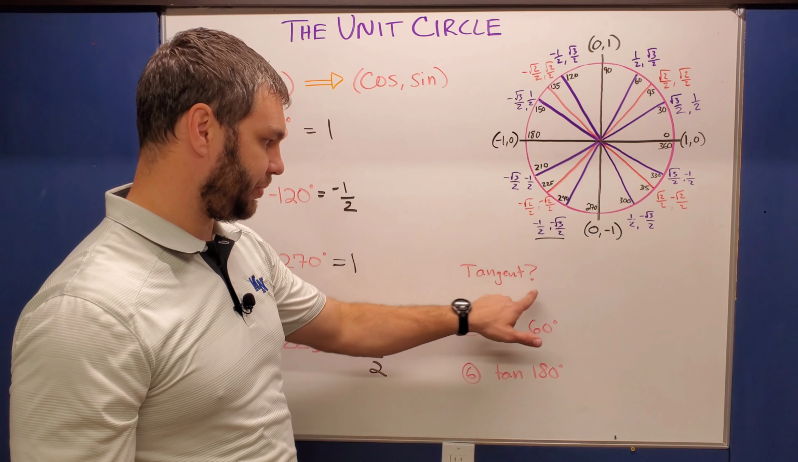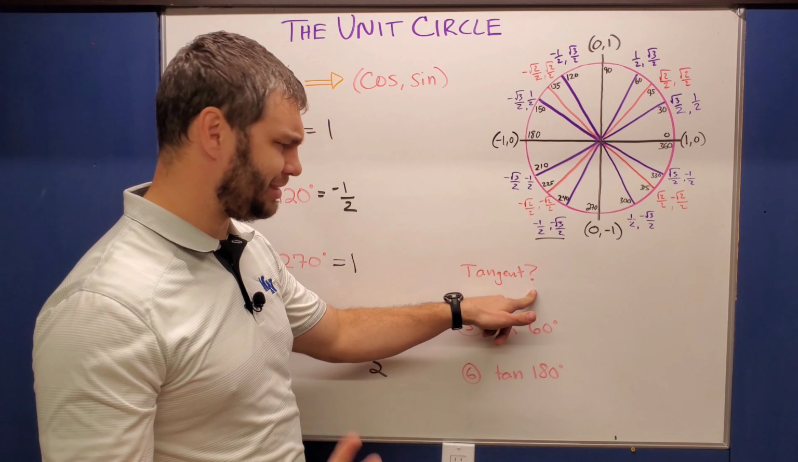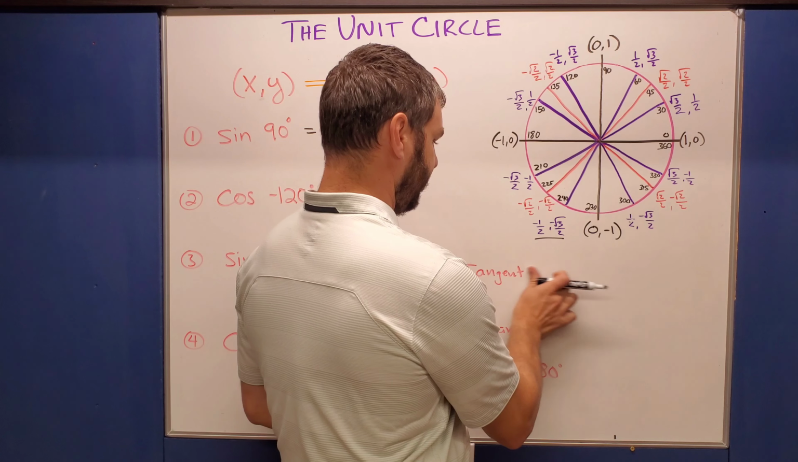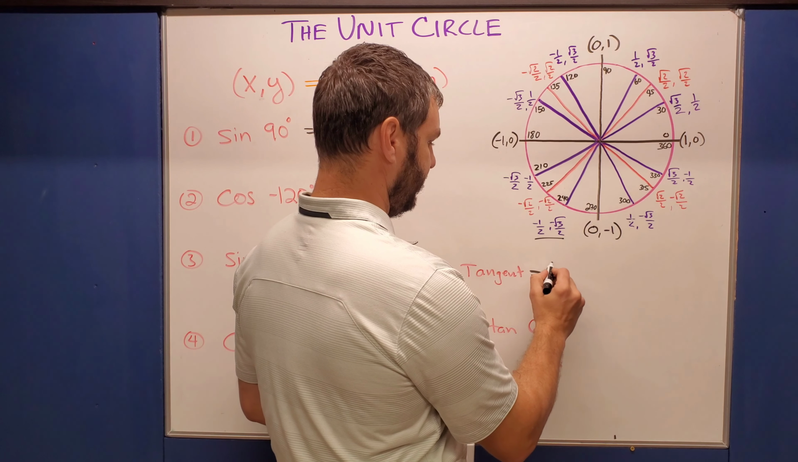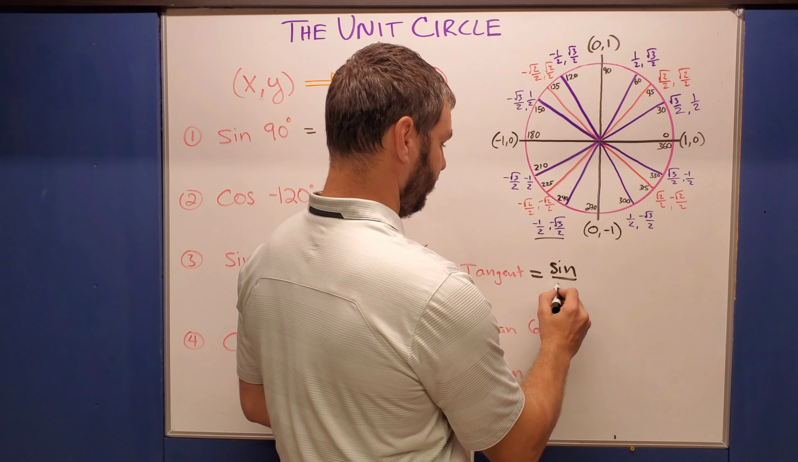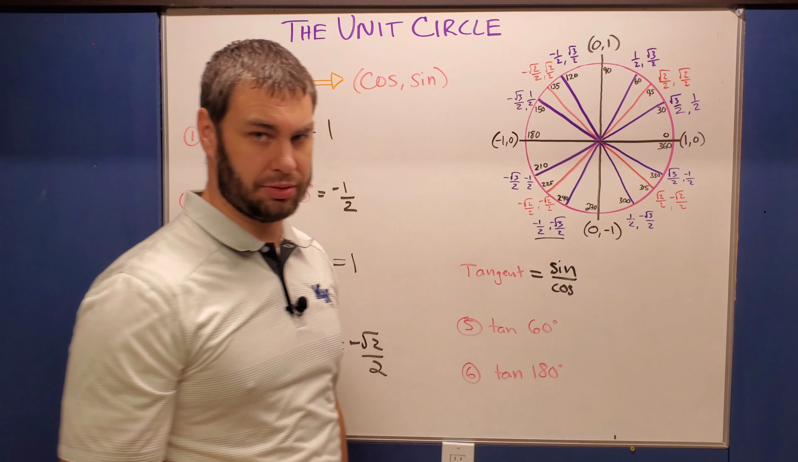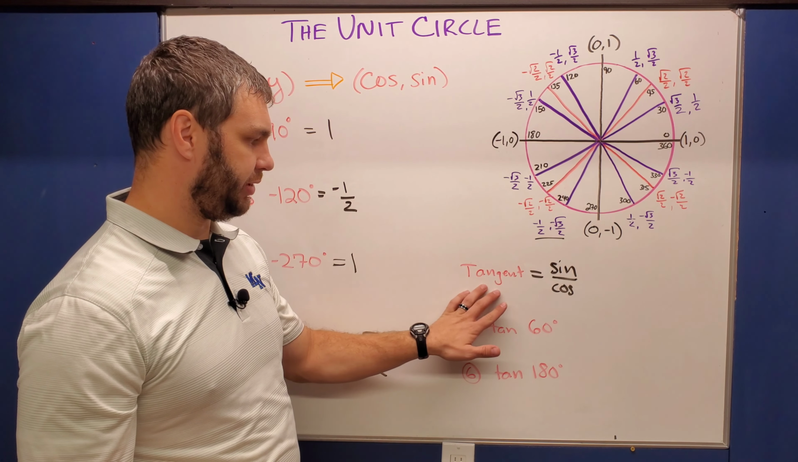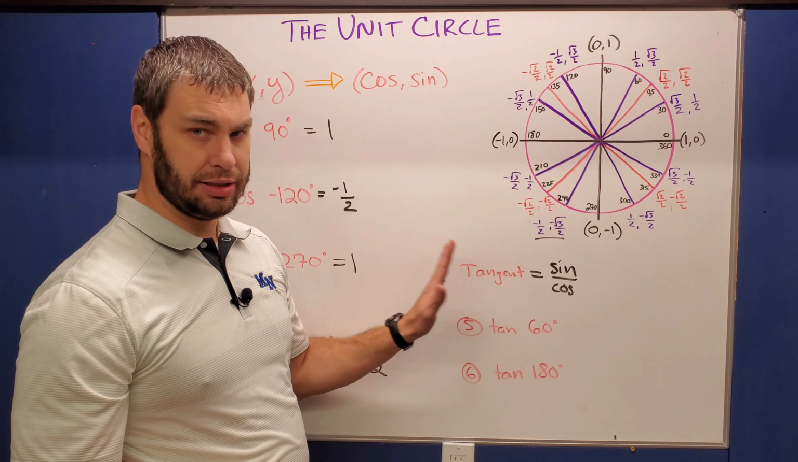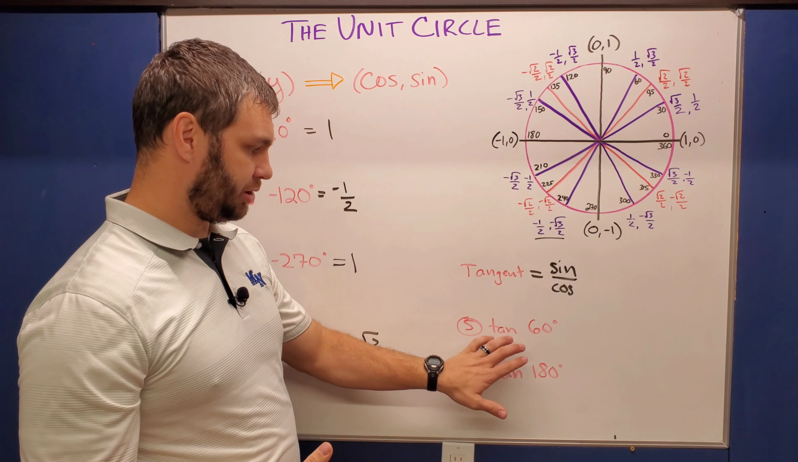All right, tangent. We have sine and cosine, but what is tangent? You might want to write this out in case you're not sure. It's just going to be sine over cosine. Okay, sine over cosine. So if you can figure out what sine is and what cosine is, you should be able to figure out tangent. Let's try a couple here.